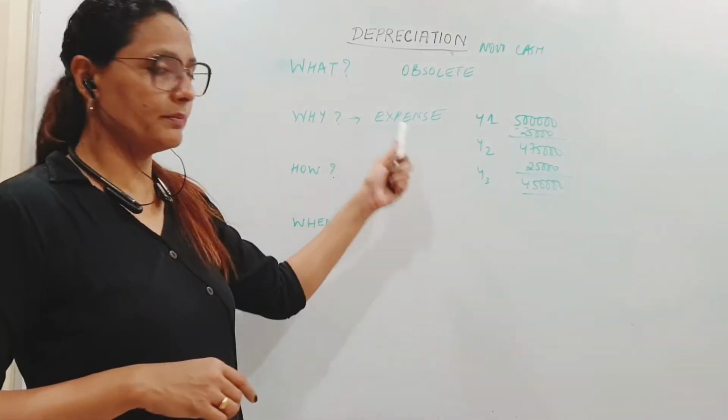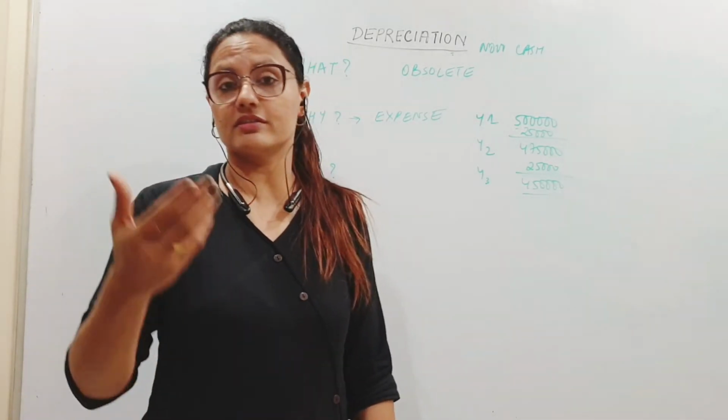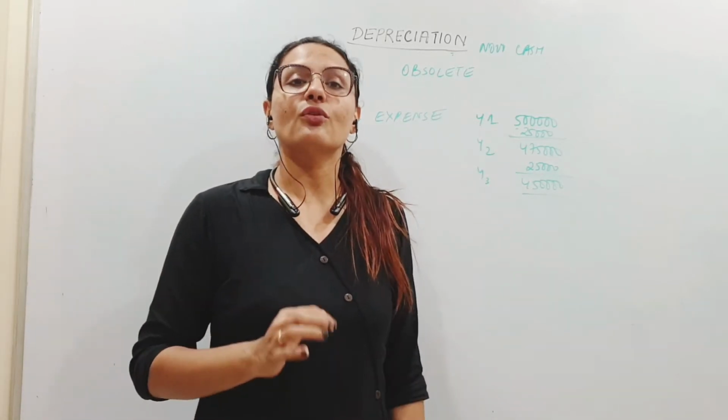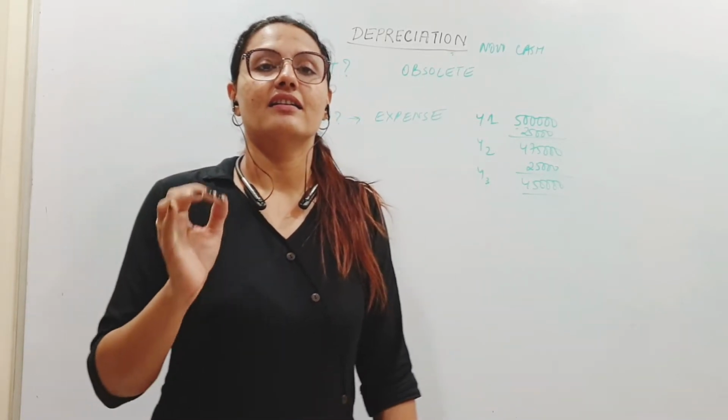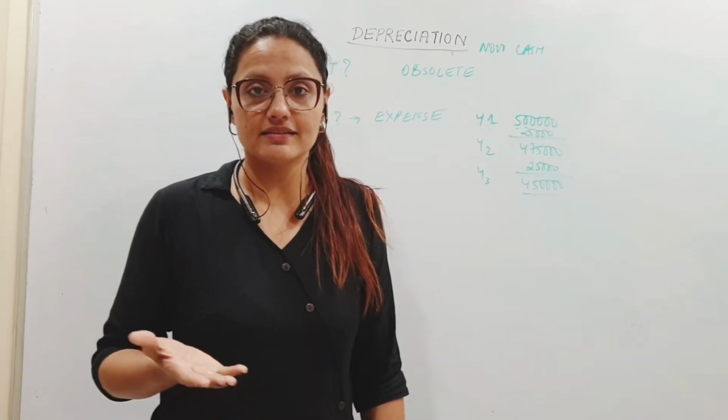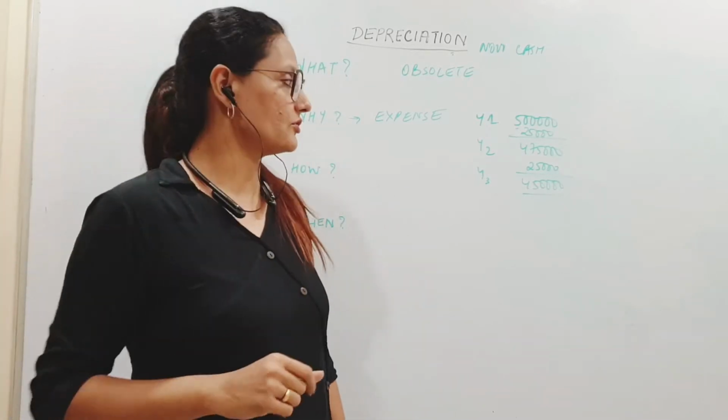Number 1, to book a very important expense which we might forget because it's a non-cash expenditure, no payment is being made for it. And second is to show the asset at the correct, the present value of that asset. Okay, not at the original cost.